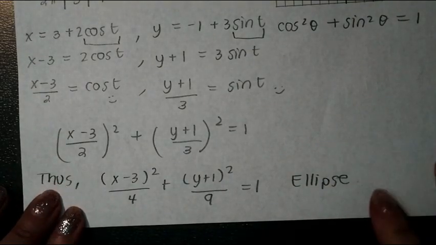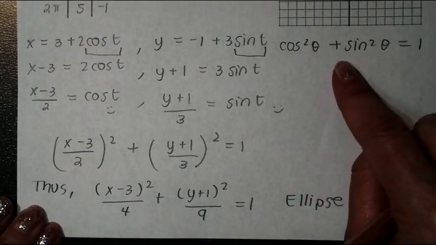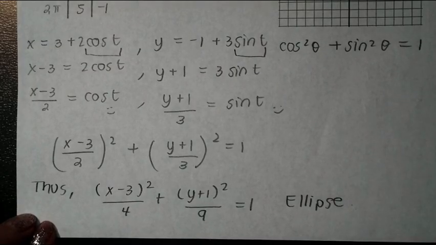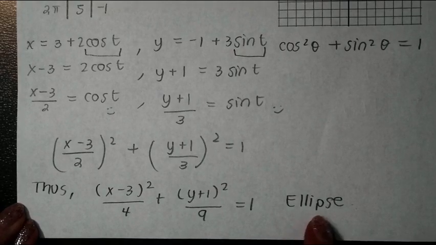So this is something that you can use with the trig equations. You can use all the trig identities that you know from before to form a beautiful rectangular equation. In this situation, we have a conic section, which is an ellipse.